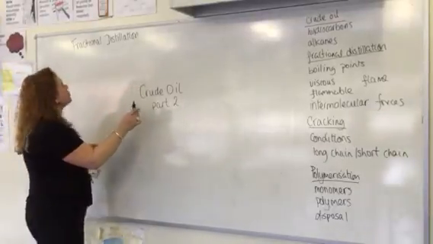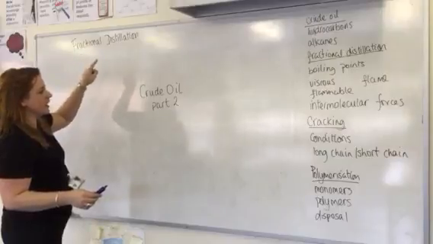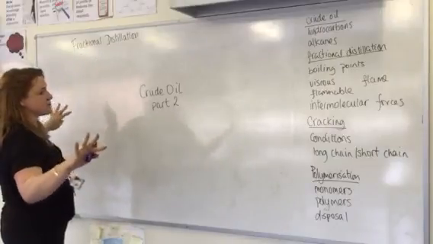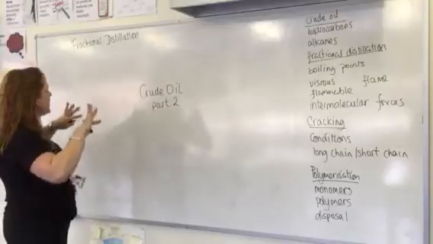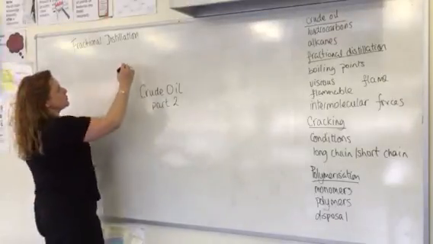Okay, so crude oil part 2. We found out that fractional distillation is used to separate the hydrocarbons. So we get all those separate things, like separate sweets. We've now got separate hydrocarbons that have all got different uses. Now some of them are more useful than others.